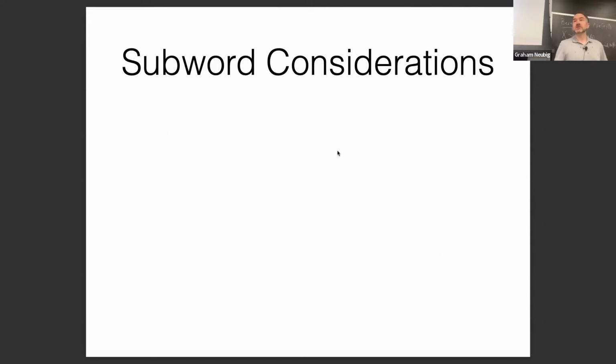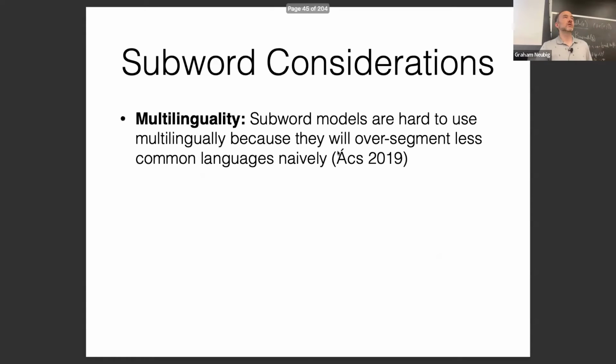So some considerations. Using subword units, there's a big consideration of multilinguality. When you're using subwords, this is one of the biggest downsides when you use a multilingual model. And the reason why is because infrequent languages, languages that don't appear very much in the corpus that was used to train these models, get very highly oversegmented.